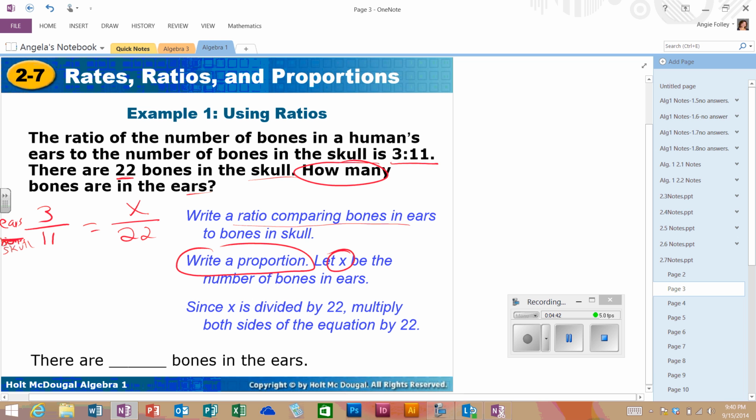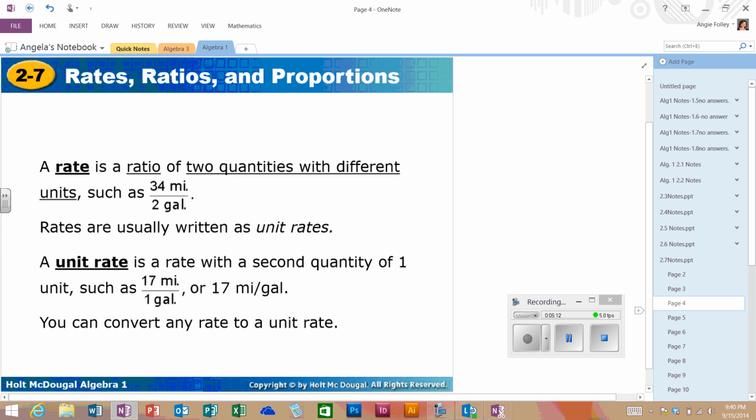Now we can work this out, okay? The way we do that is to get rid of the 22, we multiply both sides by 22. So that cancels. 22 times 3 comes out to 66 over 11, which simplifies to 6. So your answer is 6 bones in the ear.